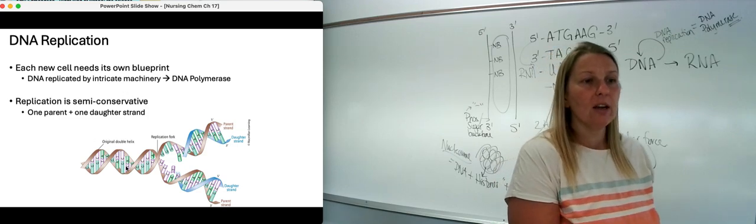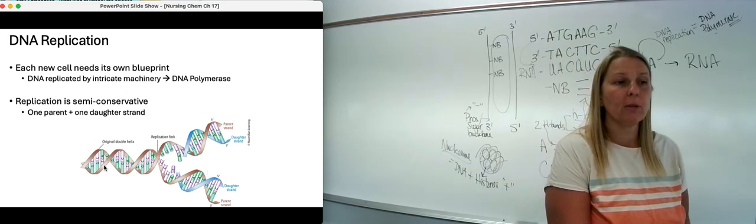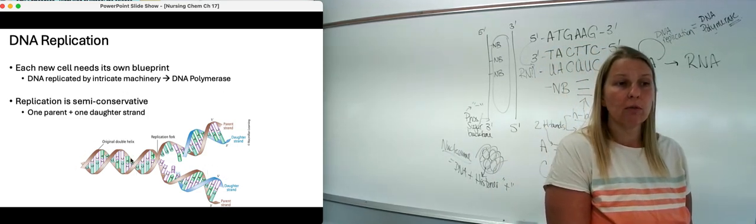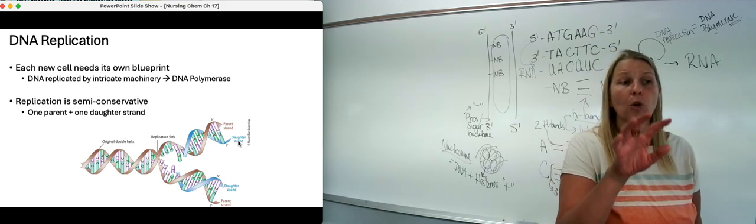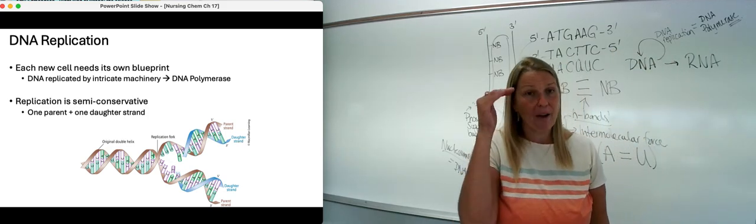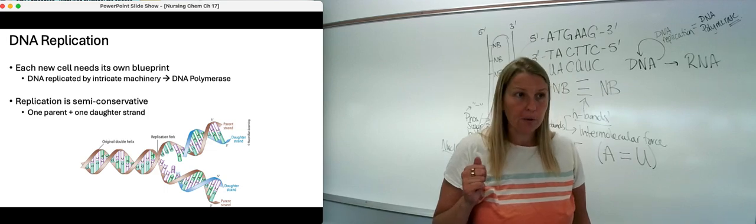If you take a look at this picture in your book, you have these brown strands, which are the original, but when you replicate them, the daughter strands are blue. So the new strands will have half of the parent strand and half of what we call the daughter strand, the new strand. So we call it semi-conservative. Half of it is conserved, half of it is new.